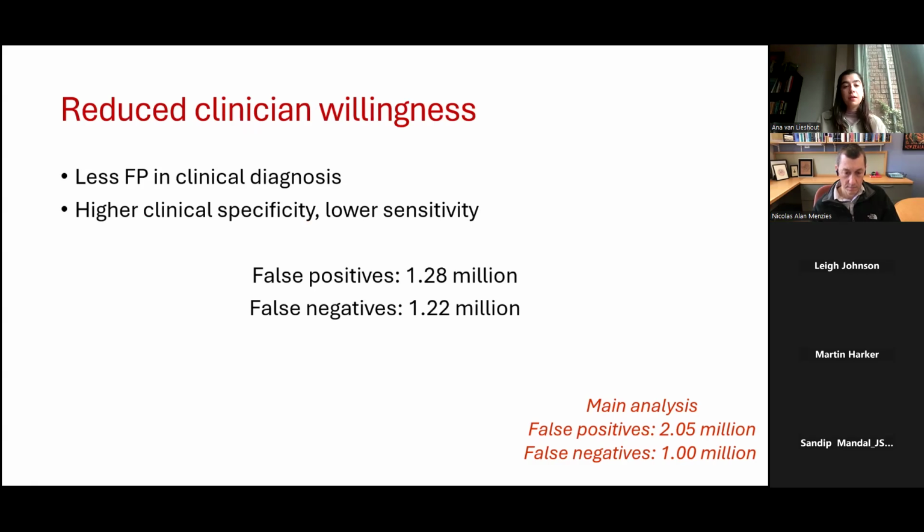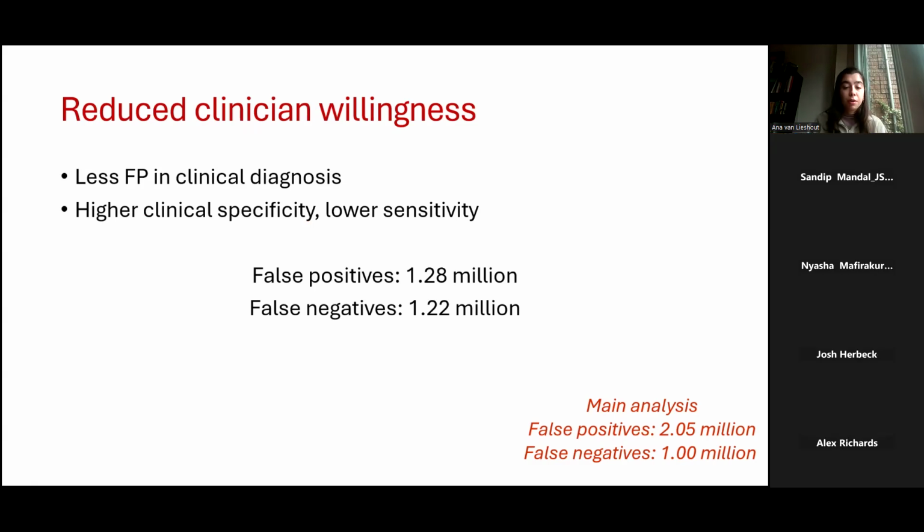So then we consider reduced clinician willingness. In that case, we're assuming that clinicians are less likely to give a positive TB diagnosis, such that specificity is increased, but consequently the sensitivity will be lower. And then we see that the false positives, as expected, would decrease to 1.28 million, but that comes at the trade-off of an increased number of false negatives, 1.22 million.